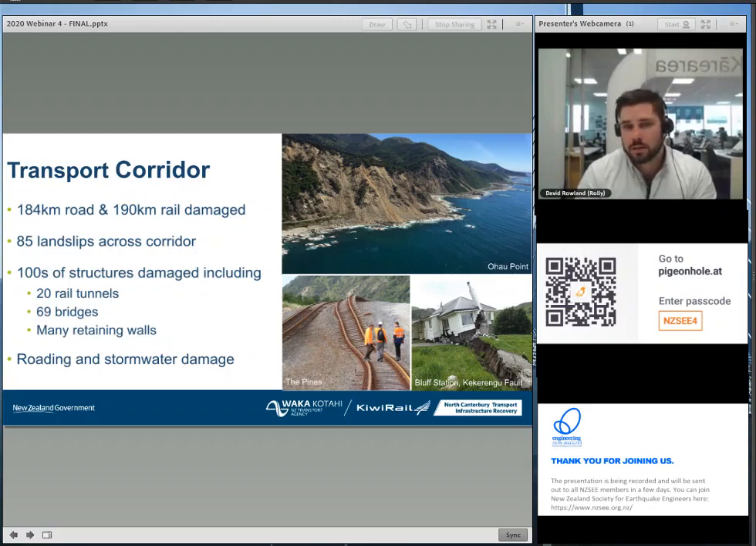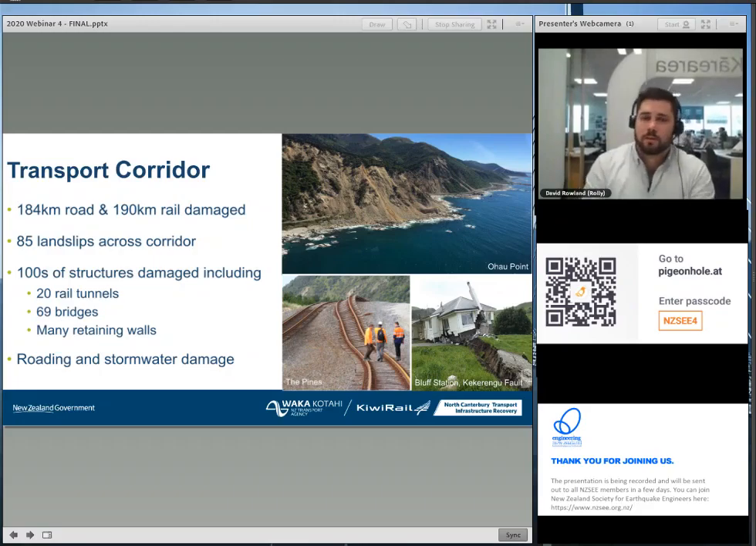The road and the rail was damaged from Picton in the north to Waipapa in the south, and there was more than a million tonnes of material that had to be removed from just 10 slips north of Kaikoura alone. The Hope Fault even managed to rupture through one of the tunnels, the rail tunnels in Half Moon Bay.